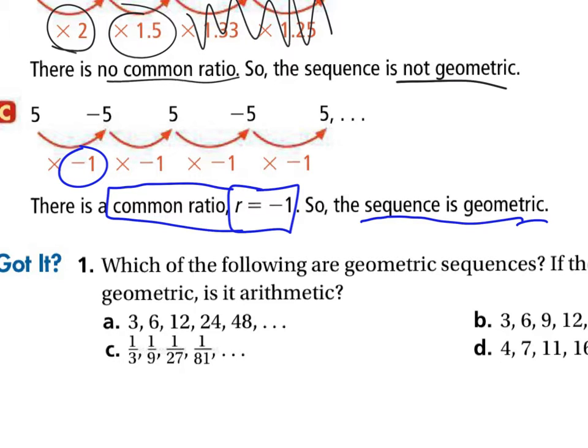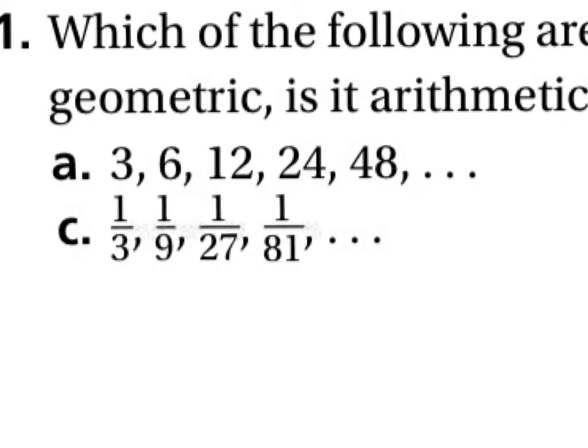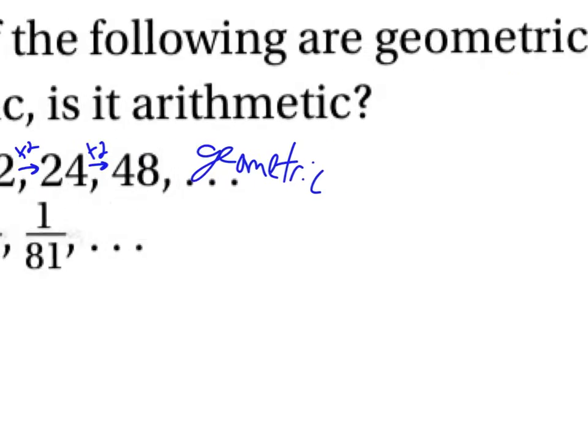So if we look at the "Got it," doing the same thing here, part A, we're trying to see, are they multiplying by the same number every time? From 3 to 6, that'd be multiplying by 2. 6 times 2 is 12, and it works for the others as well. So that is geometric. And again, our common ratio is 2, if they ask that, common ratio of 2.